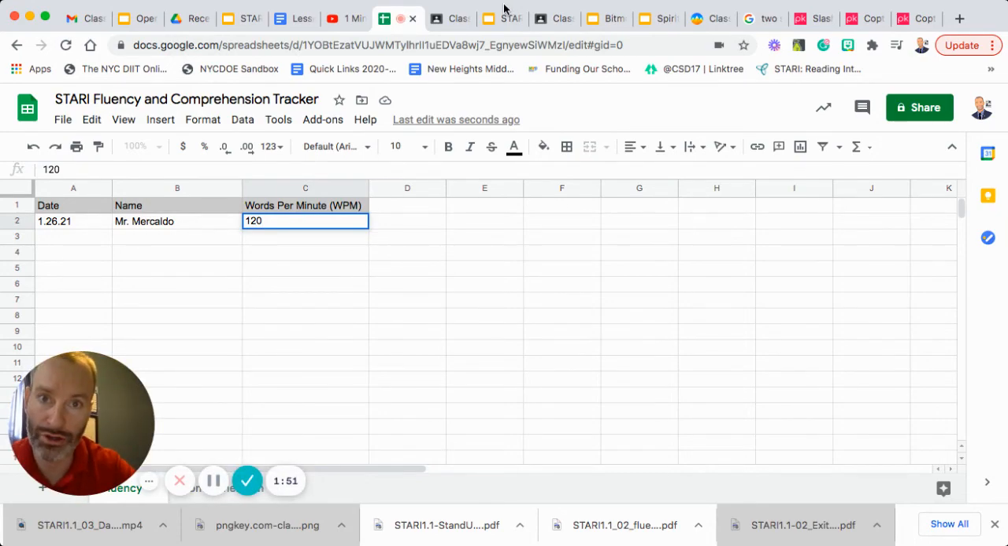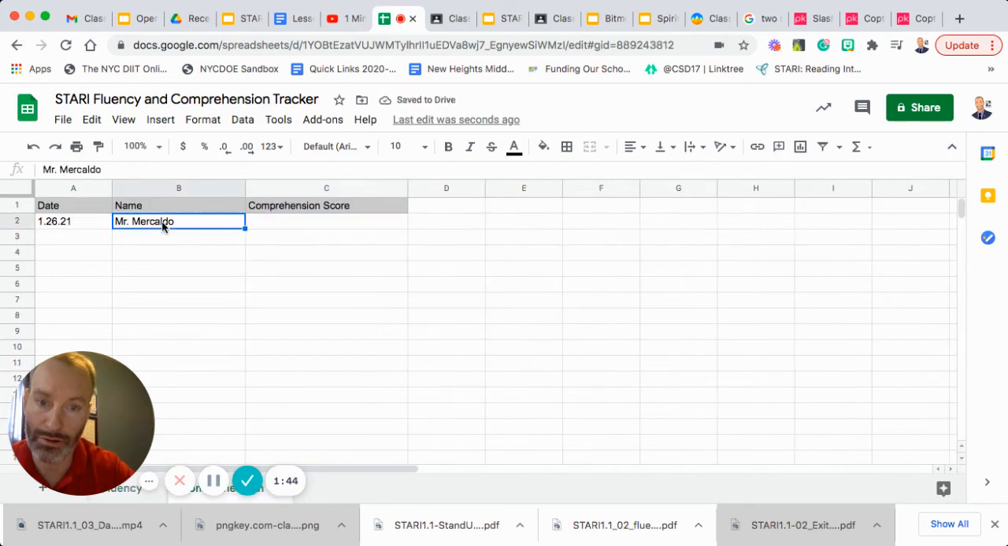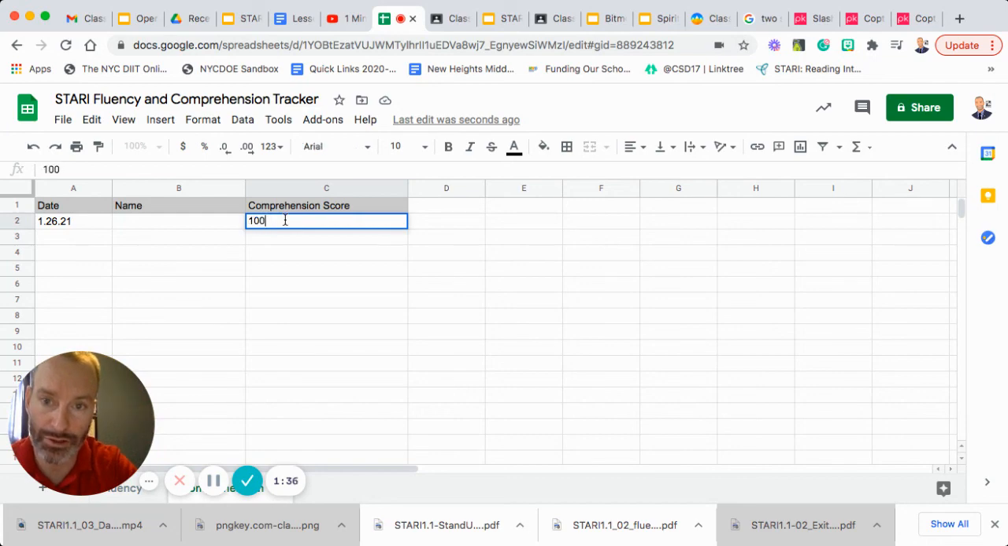In the recording sheet, you're only going to be recording your own stuff. So your partner and you yourself will record your own comprehension scores right here, either 0%, 50%, or 100%. And then that way you can continue tracking your fluency, your words per minute, and also your comprehension and understanding of what you're reading.